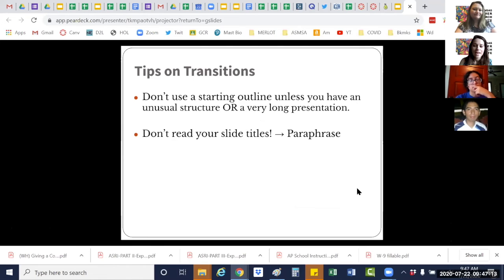With transitions, sometimes people will use a starting outline at the beginning. This typically isn't necessary unless you have a very long presentation. If you're giving an hour-long presentation, it might be nice to have an outline at the beginning that says, I'm going to have 3 sections where I discuss these 3 things.